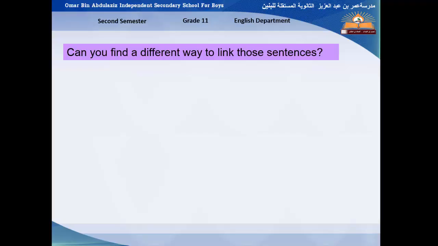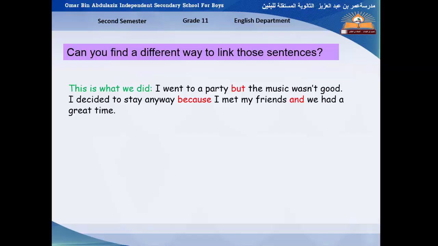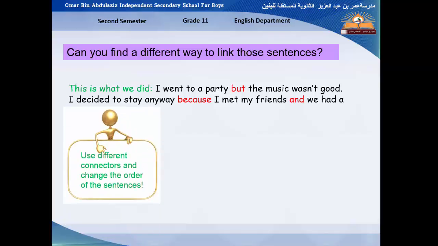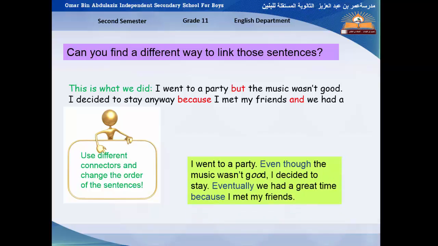Can you find a different way to link those sentences? Yes, this is what we did. I went to a party, but the music wasn't good. I decided to stay anyway because I met my friends and we had a great time. Use different connectors and change the order of the statements. I went to a party. Even though the music wasn't good, I decided to stay. Eventually, we had a great time because I met my friends.